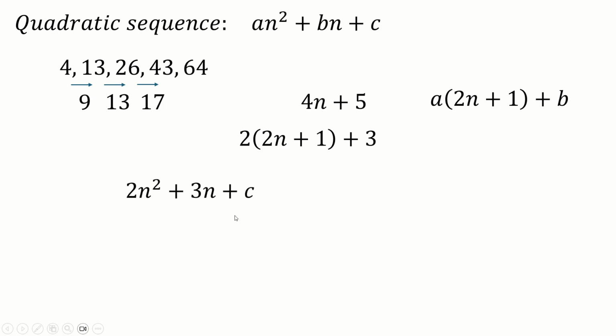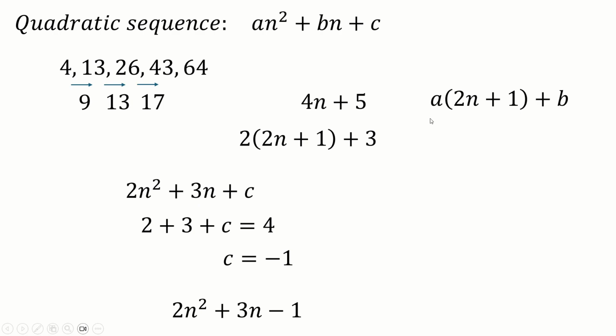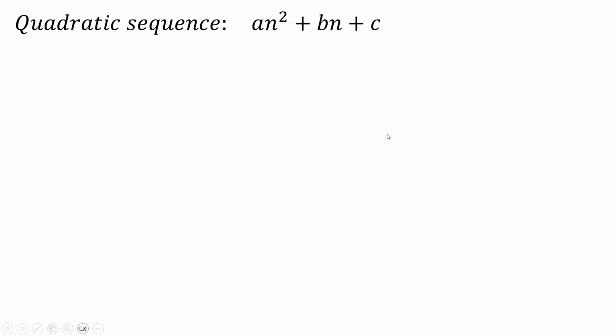And now all I need to do to find c is say, well, when n equals 1, the whole thing should equal 4. Now, when n equals 1, that's a nice one to pick because this and this essentially just go away. So you end up with 2 plus 3 plus c equals 4. And so c is minus 1, and that will be our answer there. And this stays the same every single time you do this, and it's the only bit of this that you essentially have to memorize. So let's do that again full speed.